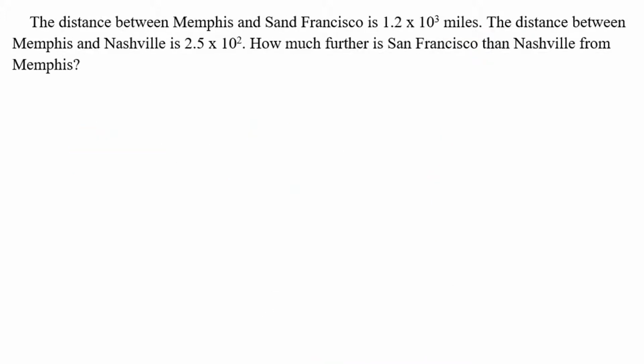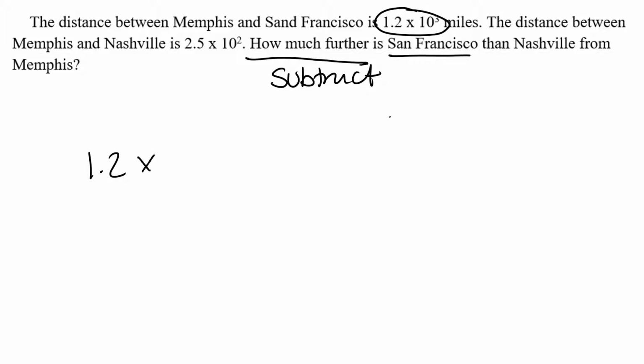The distance between Memphis and San Francisco is 1.2 times 10 to the 3rd miles. The distance from Memphis and Nashville is 2.5 times 10 to the 2nd. How much further is San Francisco than Nashville from Memphis? So again, when we're asking the question how much further, how much more, we're asking to subtract. So we're going to subtract San Francisco first. San Francisco is the 1.2 times 10 to the 3rd power. And then we're going to subtract Nashville, which is 2.5 times 10 to the 2nd.